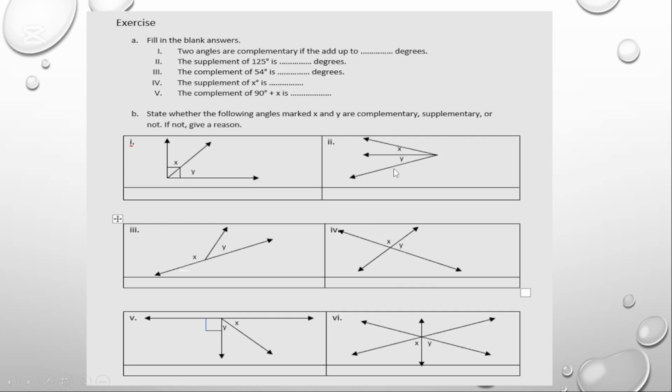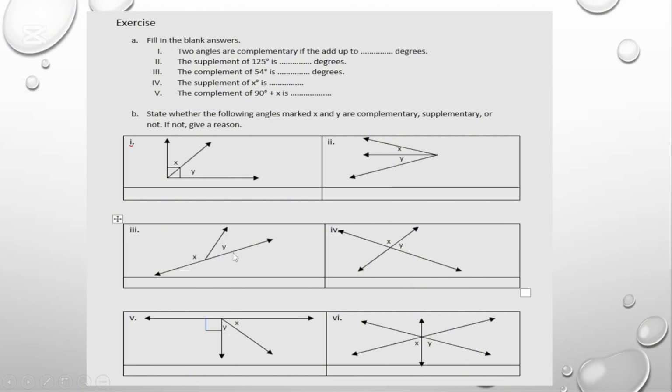These two, do they add up to 90? You can see immediately we have an acute angle, and an acute angle is less than 90 degrees. So x and y, they are not complementary, they are not supplementary, because what is the reason? They're not on a straight line, and they do not add up to 90 degrees.